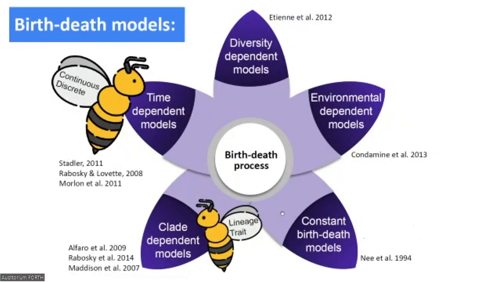From this starting point, more complicated models have been developed. When rates vary through time, they are denoted as time-dependent models, and they can be continuous or discrete. Also, when the rates vary through the different lineages, they are denoted as clade-dependent models, and they can be lineage-dependent models or trait-dependent models. When rates vary with environmental factors or biotic factors, they are denoted as environment-dependent models or diversity-dependent models.